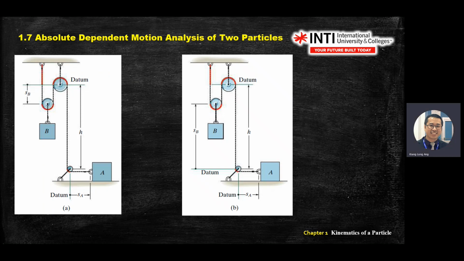Do you see the difference between diagram A and diagram B? What is different? Can you observe the difference? Okay, the datum changed already. In diagram B on the right, you see there's one more datum added. On diagram A, your B is referring to the top datum, but in diagram B the datum is changed. So you will get a different equation if you are given a different datum, right?